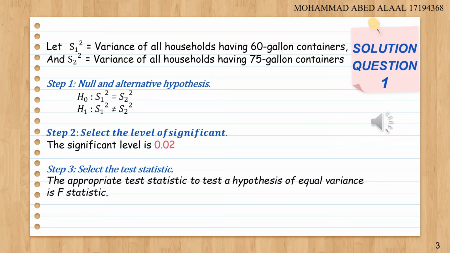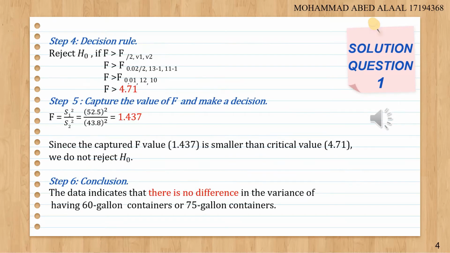Step 3. Select the test statistic. The appropriate test statistic to test a hypothesis of equal variance is the F statistic. Moving on to the next step, Step 4, decision rule. Reject H sub 0 if F is greater than F alpha over 2, with degrees of freedom n1 minus 1 and n2 minus 1. F greater than F 0.02 over 2, 13 minus 1 and 11 minus 1. F greater than F 0.01, 12, 10. F greater than 4.71.